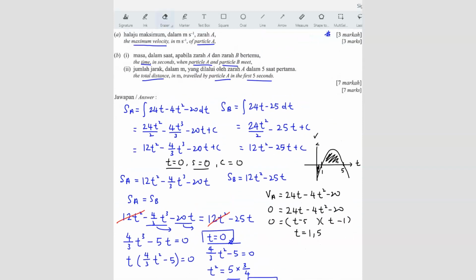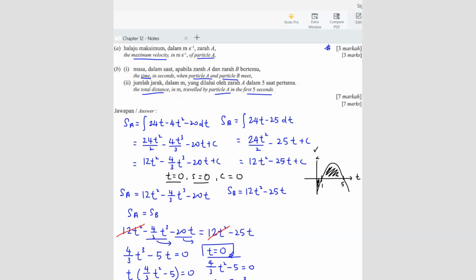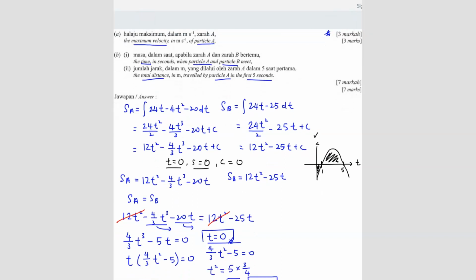Okay, so I got no space, so I'm going to erase this because you already know the graph, right? Basically it's just to find the intercept. Now, give me a minute. Alright, so now we're going to find the distance. The first part we're going to take from 0 to 1 second. So that means the displacement is this, right? Because we already found displacement, so no need to integrate again. So 12t square minus 4 over 3 t cube minus 20t. So what are we going to substitute? Substitute from 0 to 1.